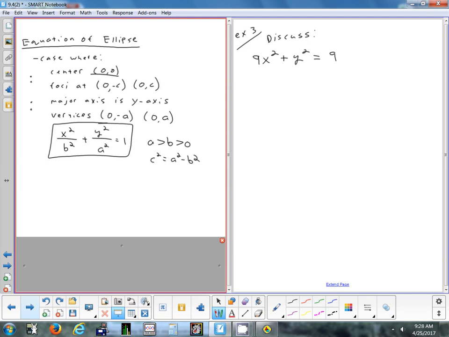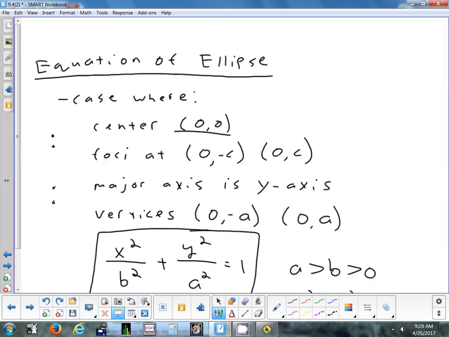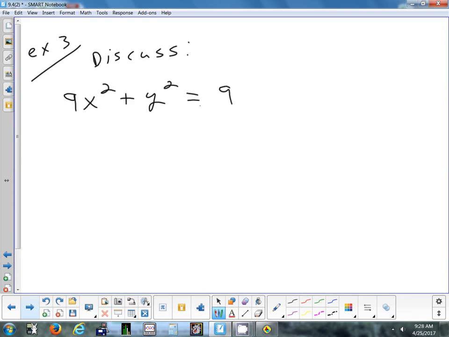So that's the first step. If you want to figure out A, B, and C, you've got to get it equal to 1. And then whatever your denominators are, just take the square root of them, and that's A and B. So how would you get that equal to 1? Yeah, divide everything by 9. And now it's going to look exactly like it should. So it's 1 on the right. When you do 9 divided by 9, it cancels out.